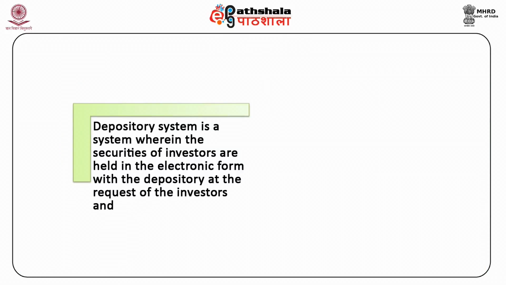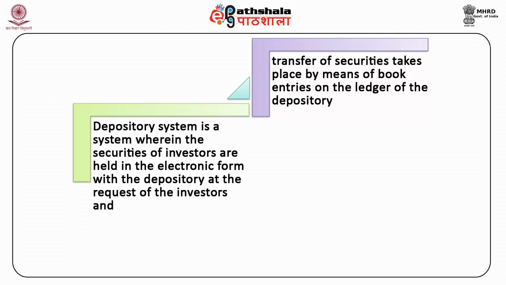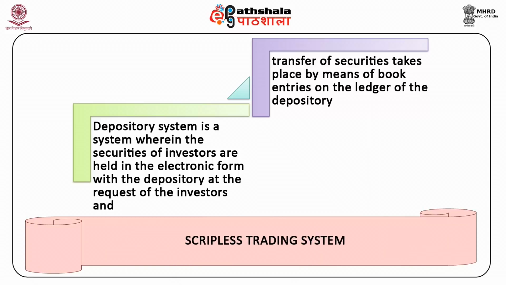Depository system is a system wherein the securities of investors are held in the electronic form with the depository at the request of the investors, and transfer of securities takes place by means of book entries on the ledger of depository. The system is also referred to as the scripless trading system, as the system dispenses with the securities and its movement in the physical form.